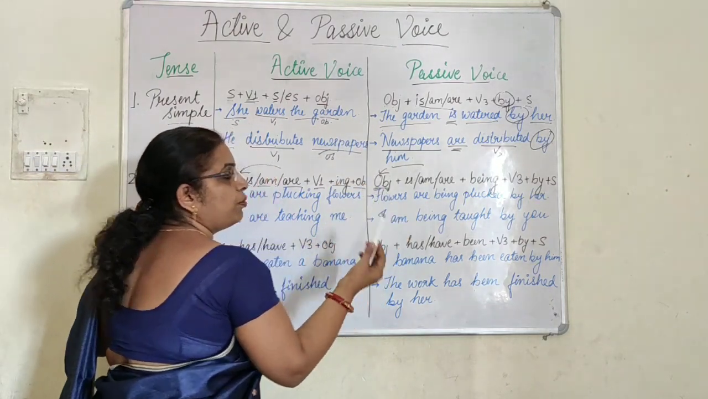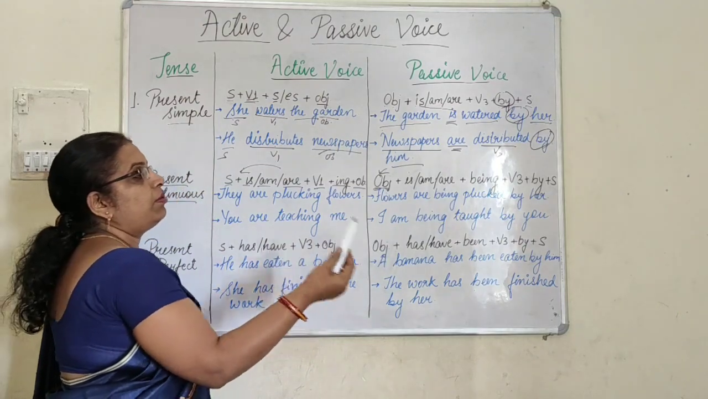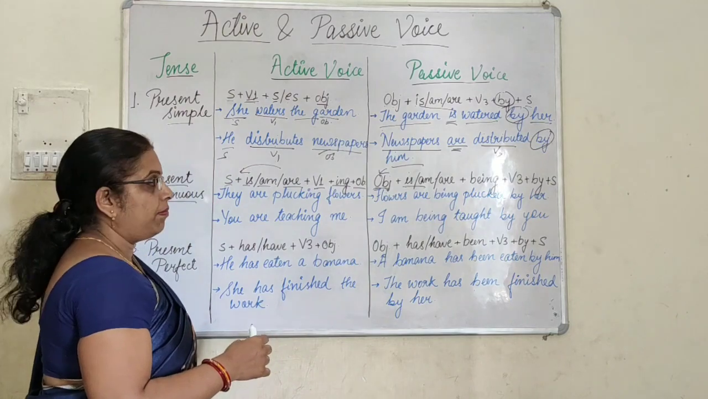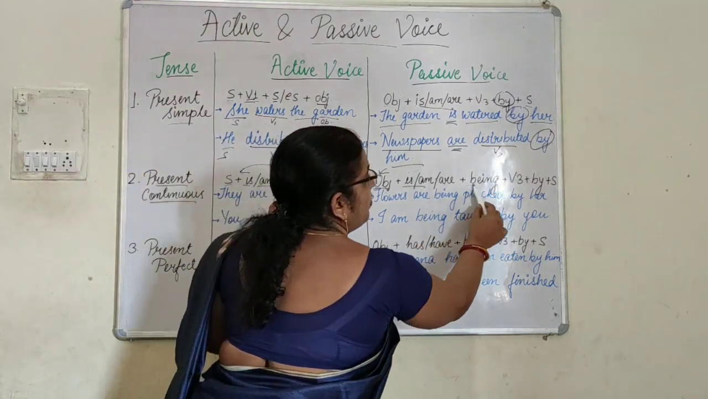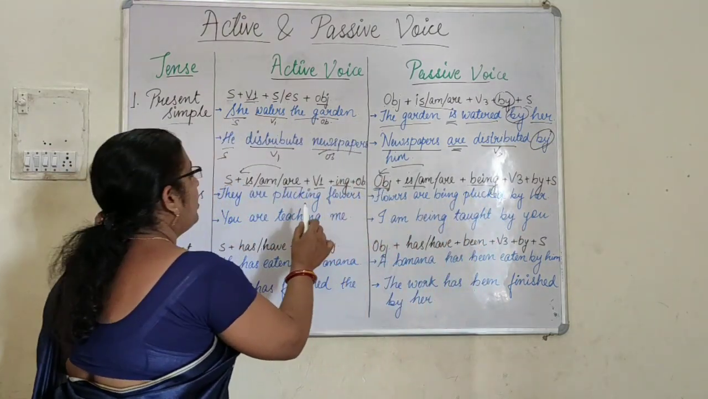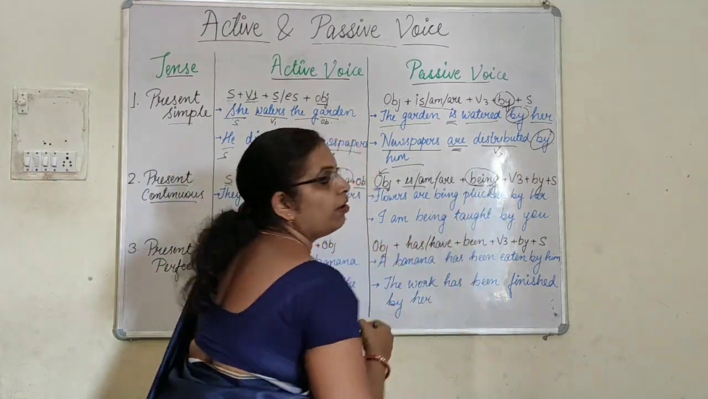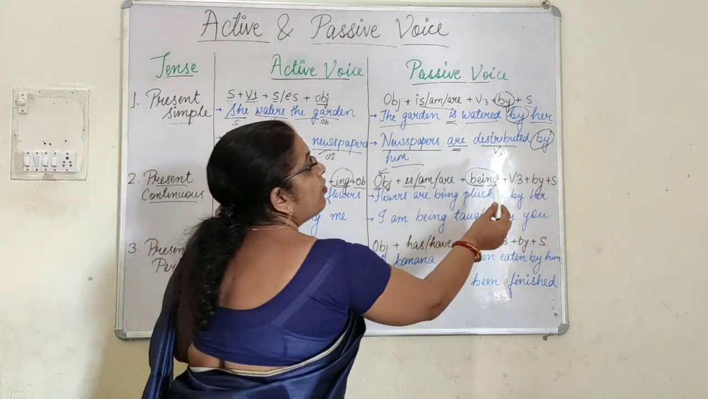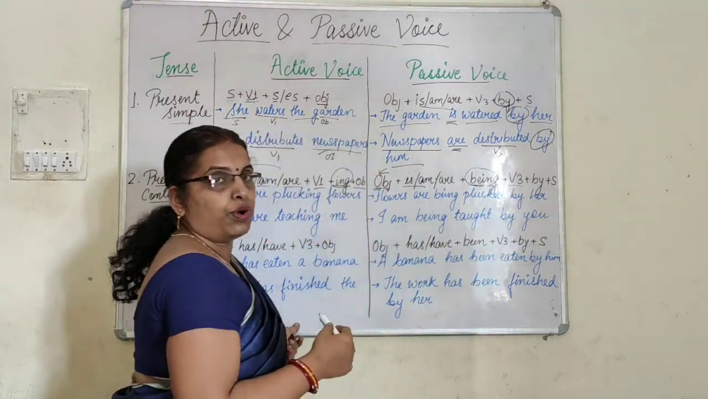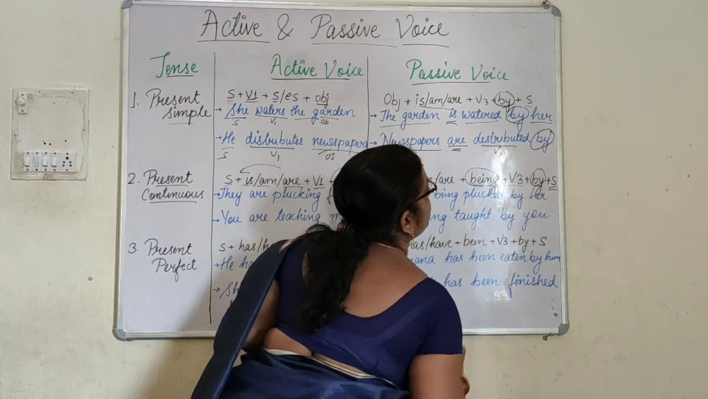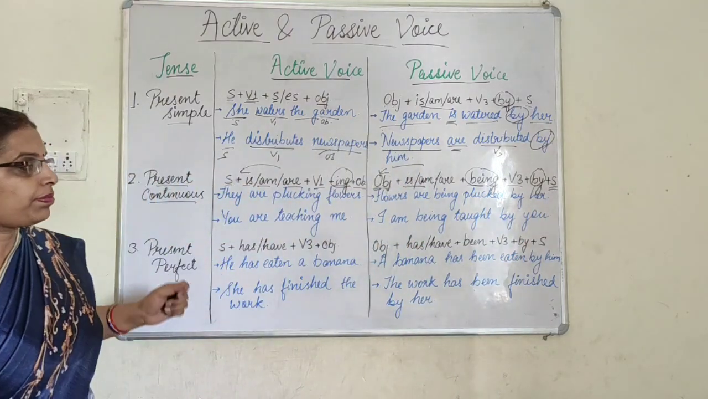According to the number of the object, if it is plural, you have to write are, or if singular, you have to write is or am. "Being" is used when it is ing. For this ing, "being" is used. The verb changes to V3 form. In this also you have to use "by", and the subject comes at last.